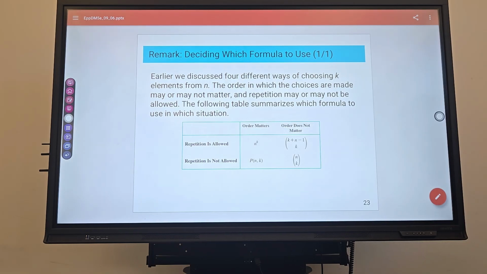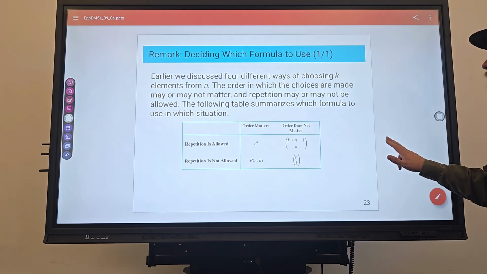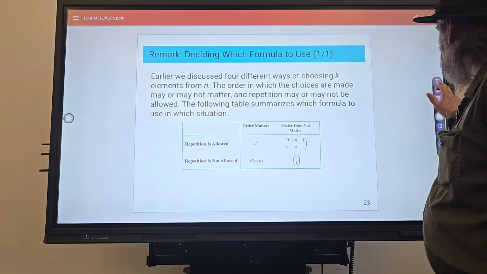And then repetition is not allowed. It's the number of permutations of n in k. And if order does not matter, then it's n choose k. So those are the 4 formulas that we discussed and the situations in which they should be used. And that's it for that slide deck.